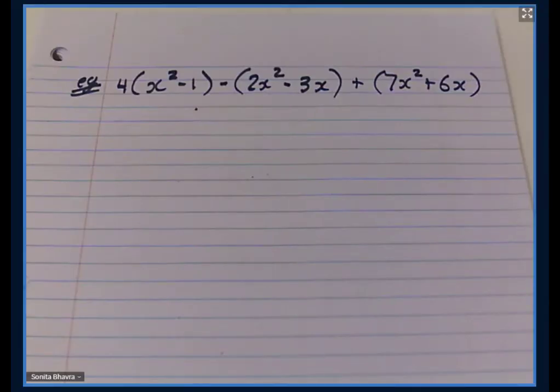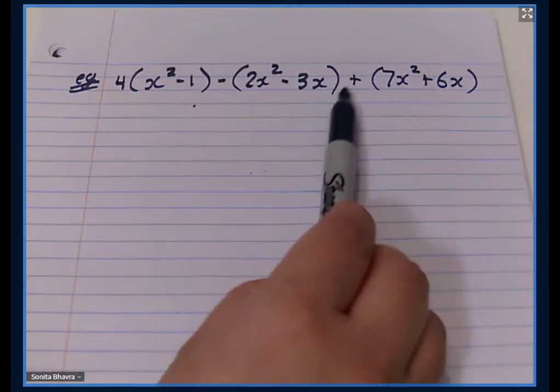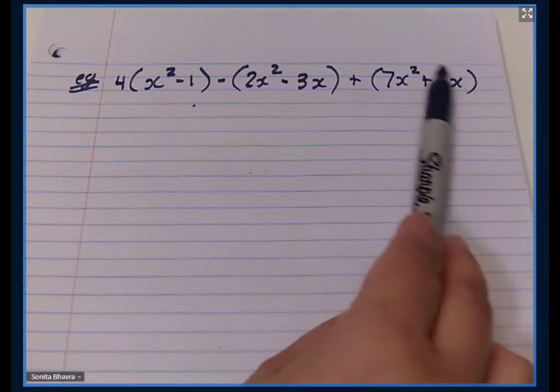All right, so our next example here, we're looking at 4 multiplied by x squared minus 1. That's our first bracket. Our second bracket here, we have to apply this subtraction to everything in the second bracket. And our third bracket is just a plus, so all we have to do is open up the third bracket.